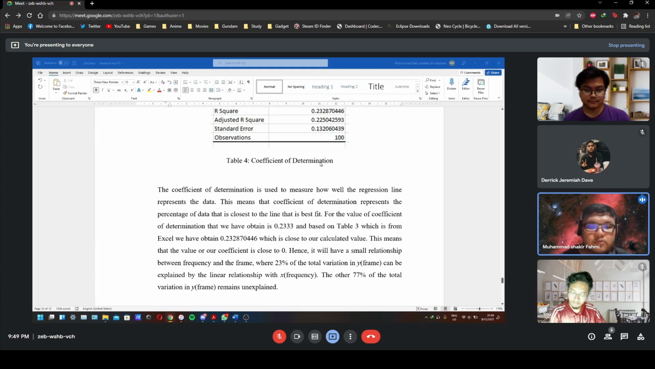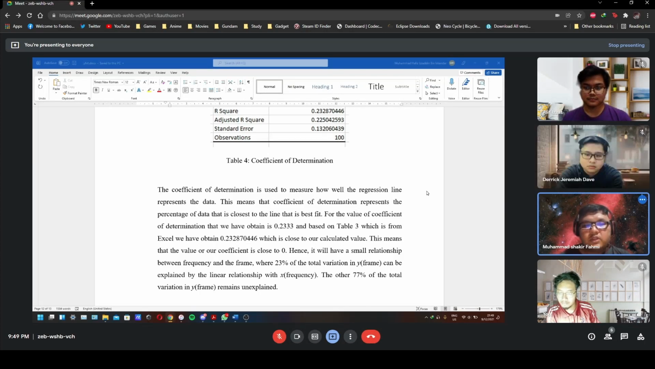This means that there is a small relationship between frequency and the frame, where 23% of the total variation in Y frame can be explained by the linear relationship with the X frequency. The other 77% of the total variation in Y frame remains unexplained. As for the conclusion, we managed to calculate all the values required to complete our report. That's all from us. Thank you very much.